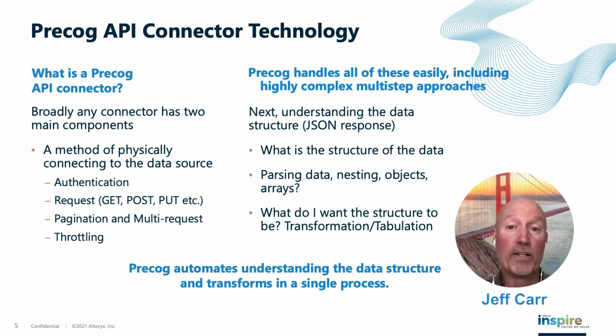So let's just take a minute and talk about, again, what's under the hood in terms of a Precog API connector. So broadly, there's two things that we have helped automate or make much more simple. The first one is just a physical way of connecting to that data source and being able to read the information from it. So that's things like authentication, the request, whether get, post, put, pagination, including what they call multi-step requests in pagination, and then throttling as well.